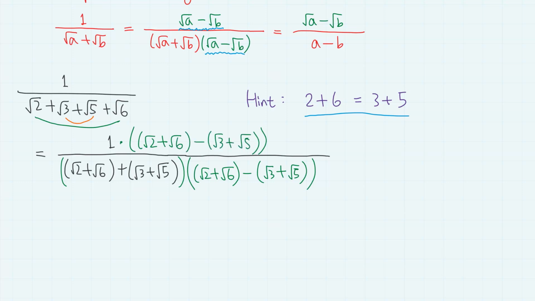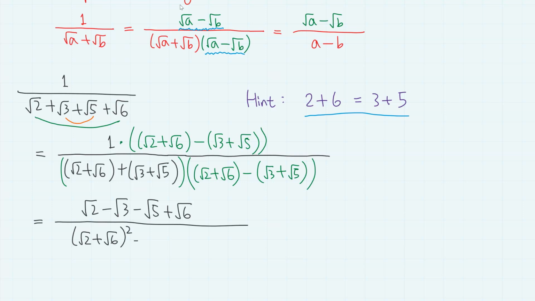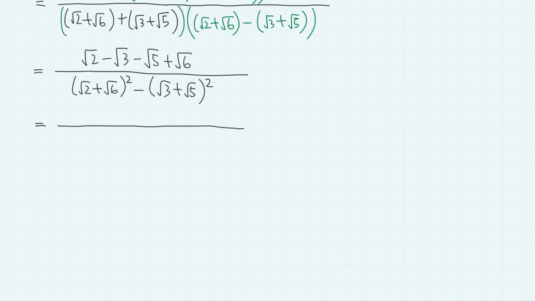You see, like this. Which gives, we can write the numerator as square root of 2 minus square root of 3 minus square root of 5 plus square root of 6. And the denominator is square root of 2 plus square root of 6 squared minus square root of 3 plus square root of 5 squared. So we have square root of 2 minus square root of 3 minus square root of 5 plus square root of 6 divided by, first we have 8 plus 2 square root of 12, then we have 8 plus 2 square root of 15.